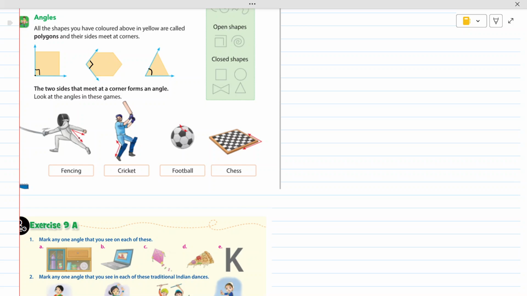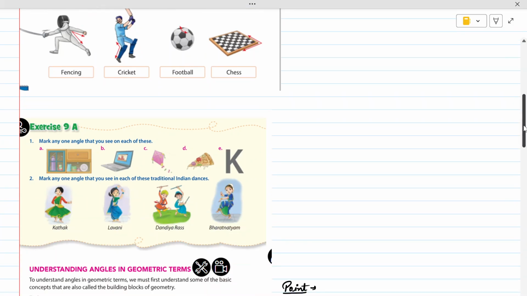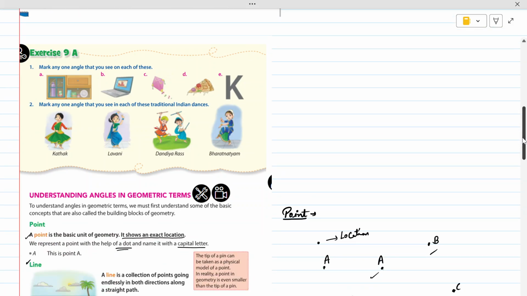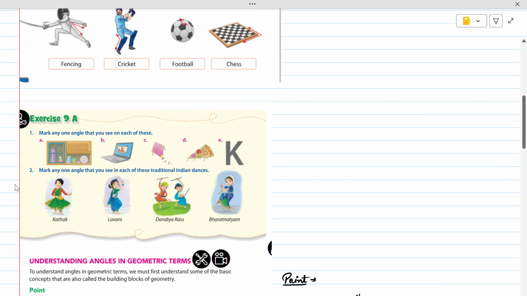Similarly, they have shown this person making angles here in the arm, here in the leg, and inside this we have different angles. In the chessboard also we have angles. Whenever you see any object around you, you will always find angles in it. Even the doors, the windows, the table you are sitting on, your bag, everything has angles.